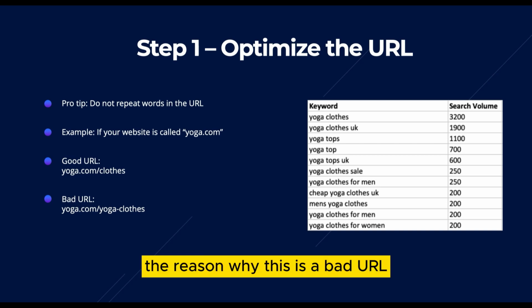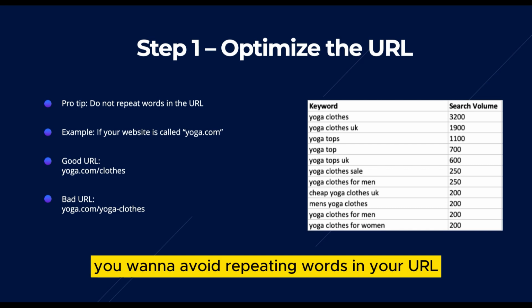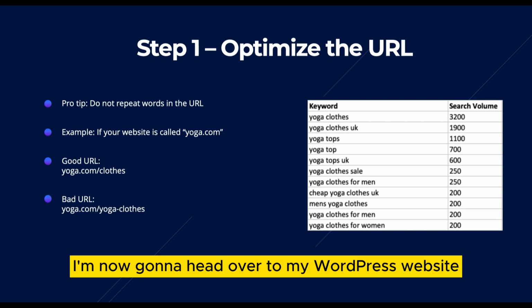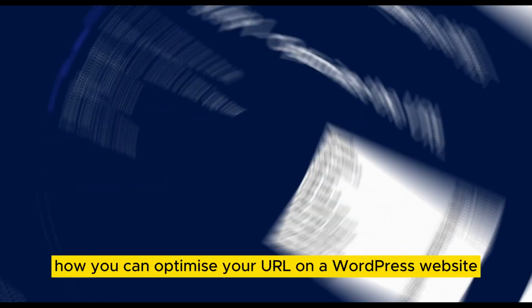The reason why this is a bad URL is because you have the word yoga in there twice. You want to avoid repeating words in your URL. I'm now going to head over to my WordPress website and I'm going to show you exactly how you can optimize your URL on a WordPress website.